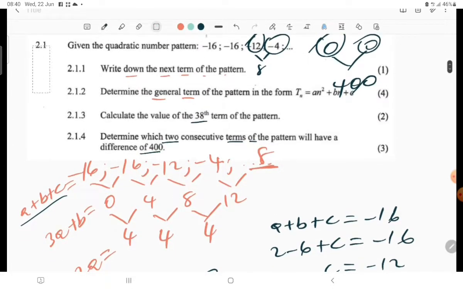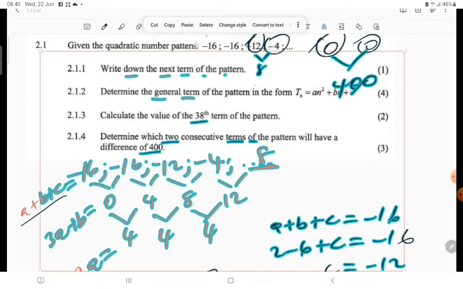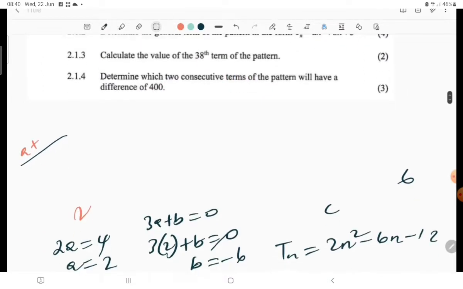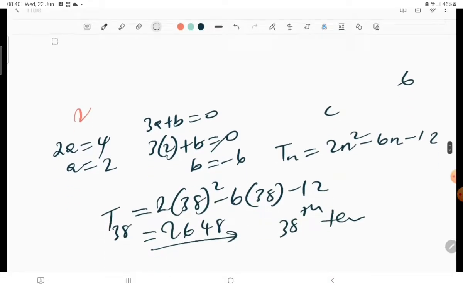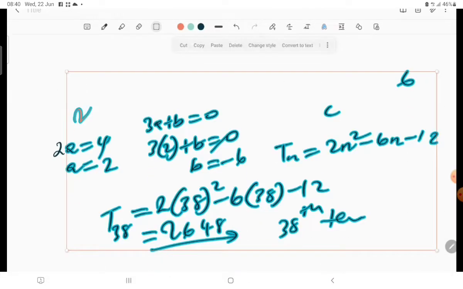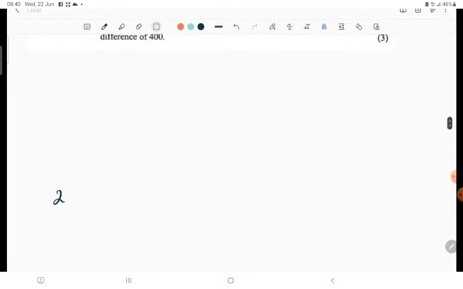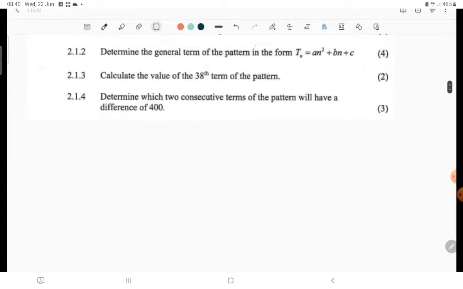So let me just clean up this one so that we have enough space to write our solution for this question. Let us not forget what we have calculated already, because we are going to use the rule especially for this question. So we have Tn is equal to 2n squared minus 6n minus 12. This is our rule that we got.